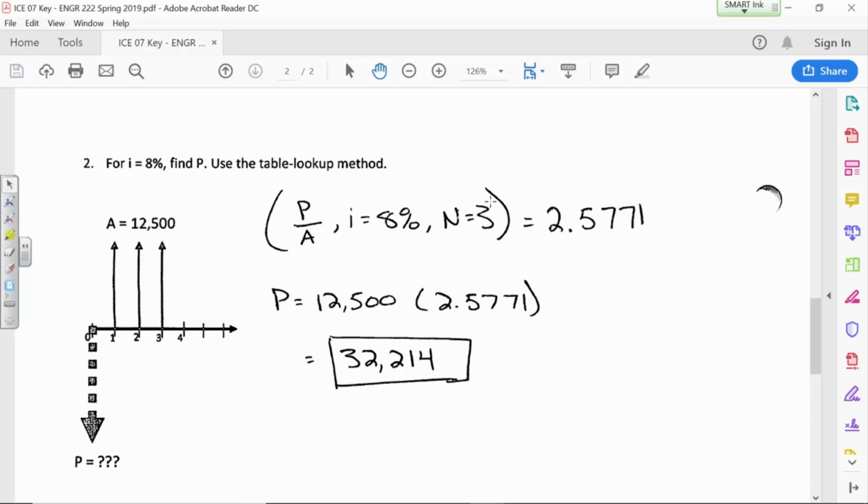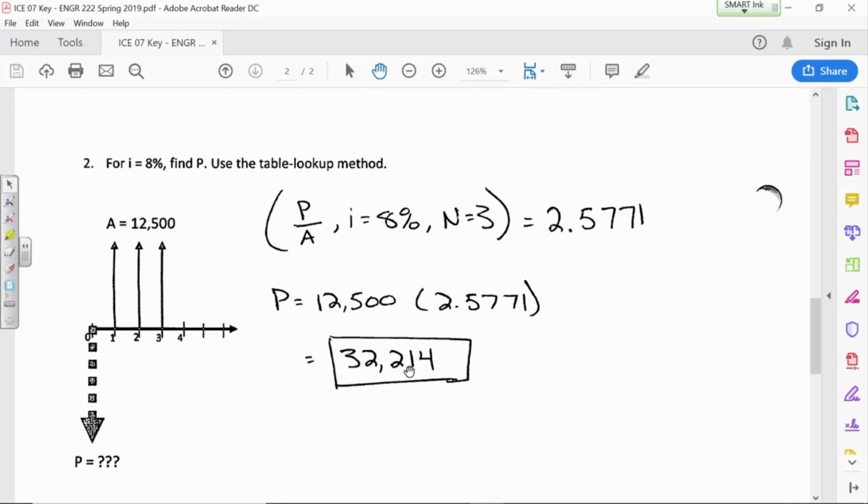Or the other way is like this: we summarize the problem inside the parentheses. So this problem is P/A, i equals 8%, N equals 3. And then if you say equals and some number, that's implying that you got that number from a factor lookup table, because I never show the equation for that problem type. So this is a way of communicating that that number comes from a lookup table.